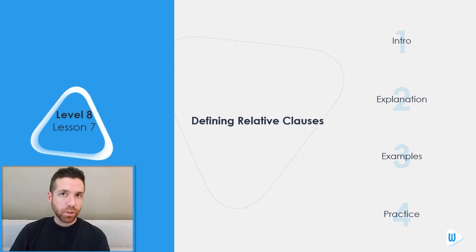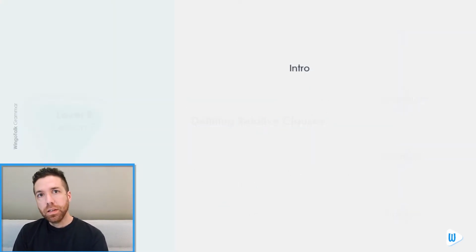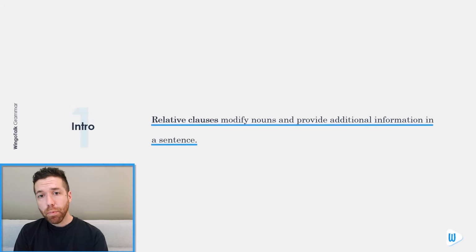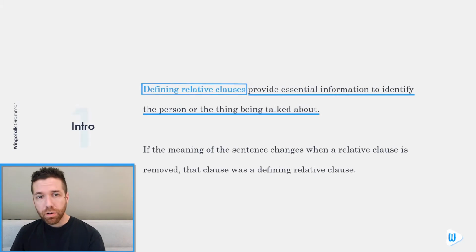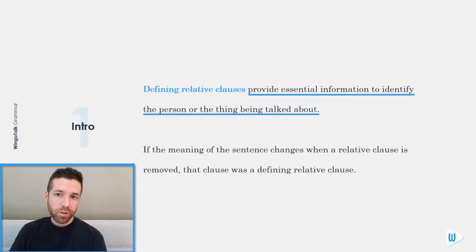Defining relative clauses. Relative clauses modify nouns and provide additional information in a sentence. Defining relative clauses provide essential information to identify the person or the thing being talked about.